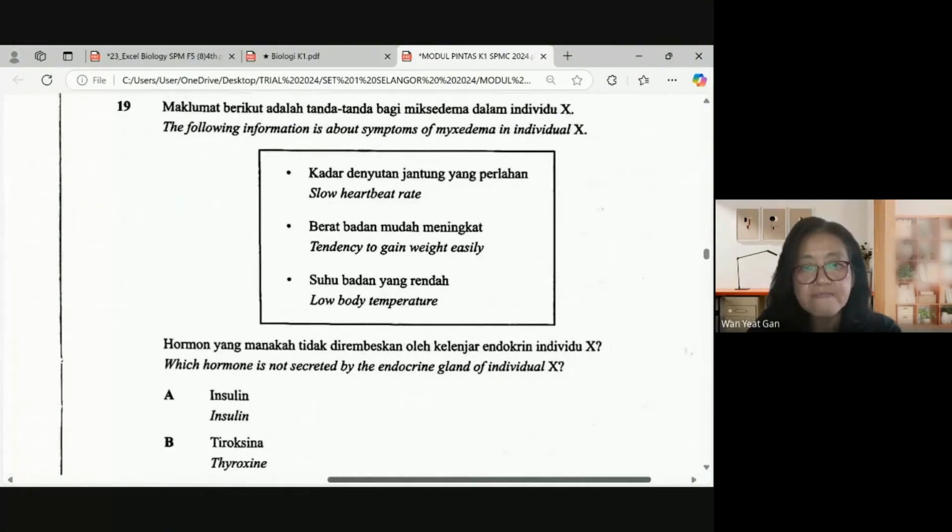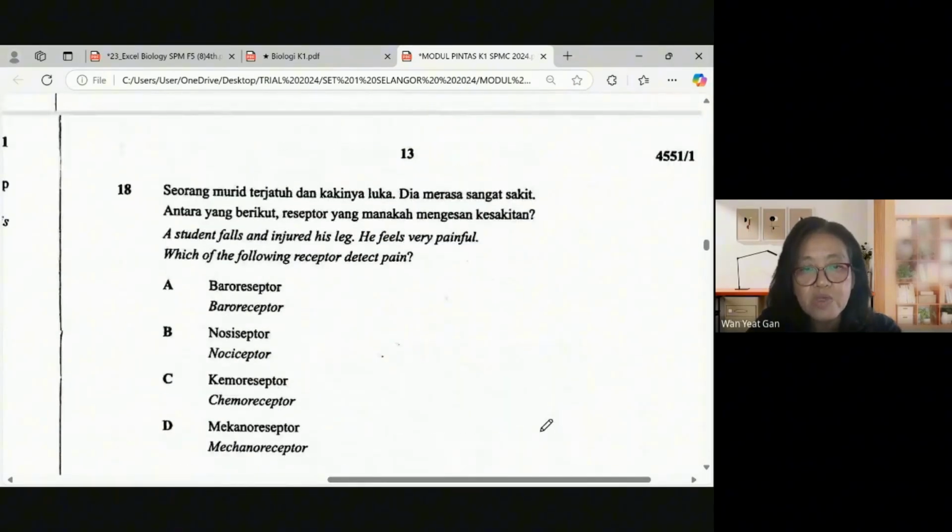Question 18. Which of the following receptors detects pain? So this student has fallen down and injured his leg. So the leg is painful. So the receptor that detects pain is the nociceptor. Baroreceptors detect changes in pressure.